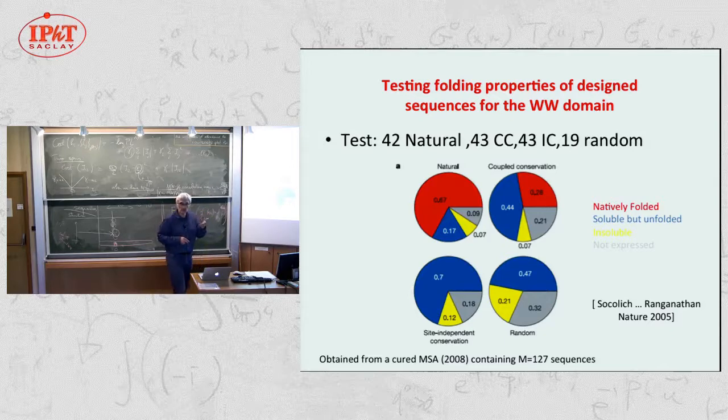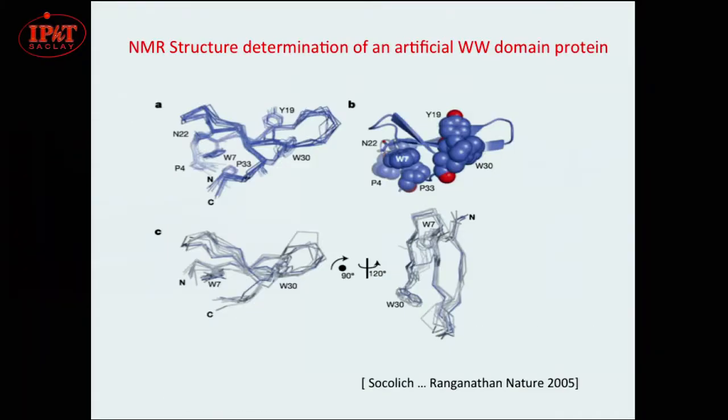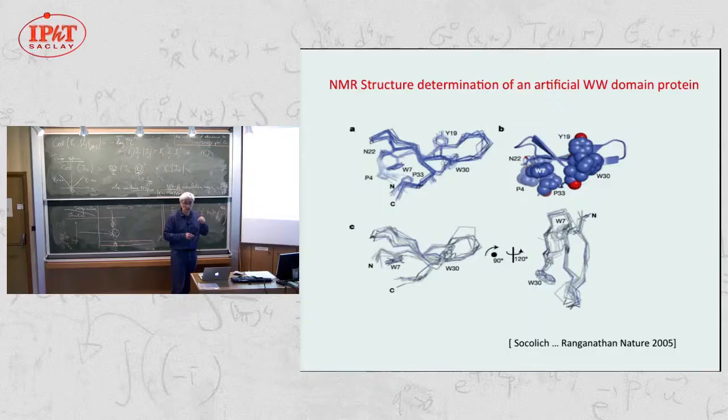So that means respecting only the 2-point statistics was sufficient to make them fold, at least 30% of them. In fact, Ranganathan did more than that. He determined the 3D structure of these artificial sequences, which are far away from any known natural sequence. And you could see that compared to this known natural one, they have essentially the same 3D structure. So not only do they fold, but they fold into the right structure.